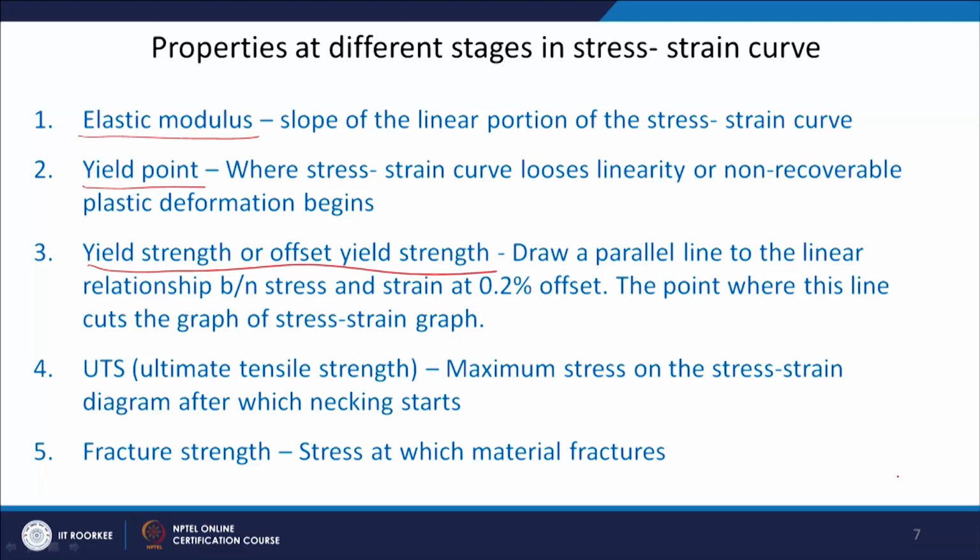In a stress strain curve, it is very easy to find out which is your ultimate tensile strength. So in the stress strain curve where the slope is becoming zero, that is the strain at which you will have ultimate tensile strength. Then you have fracture strength, the stress at which the material fractures. Okay, so very simple, different locations of the stress strain curve.